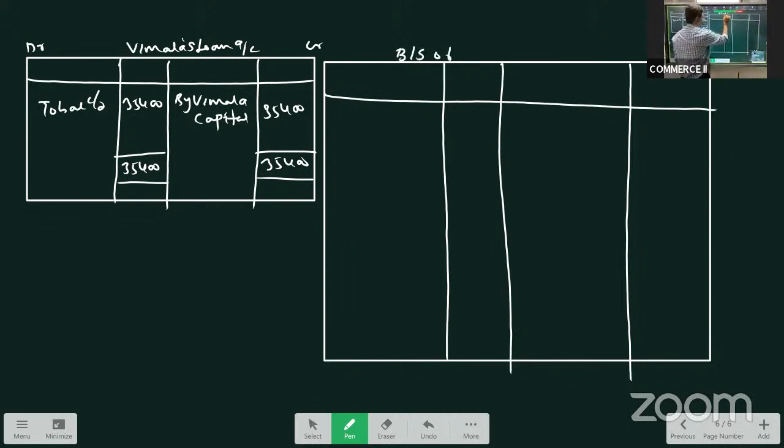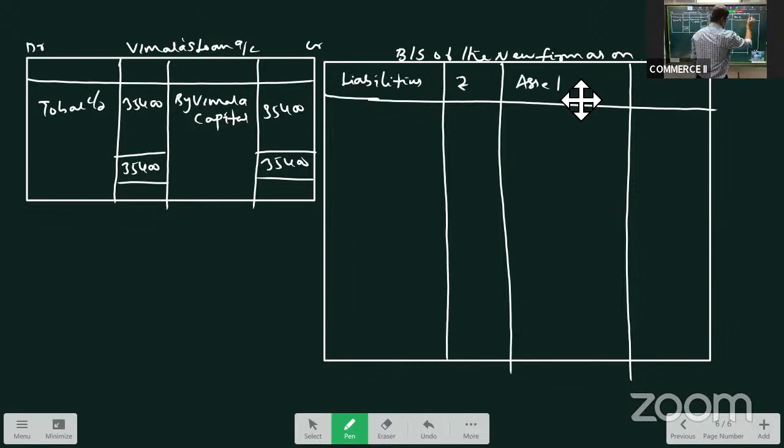Balance sheet of the new firm as on... Sorry. We don't write particulars, no? What do we write? Liabilities, amount, assets, amount. Okay.